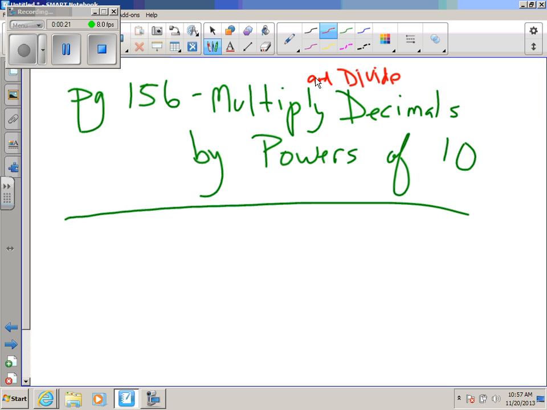Sure. Or an example, or whatever you got. No, powers of 10. Not powers of 4. Powers of 10. 10 to the what? 10 to the second power. What is 10 to the second power?